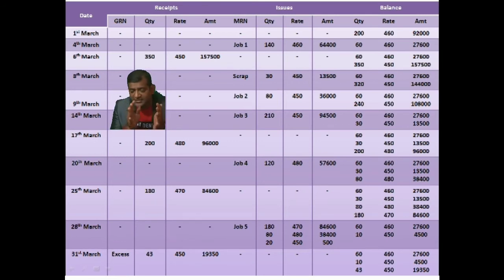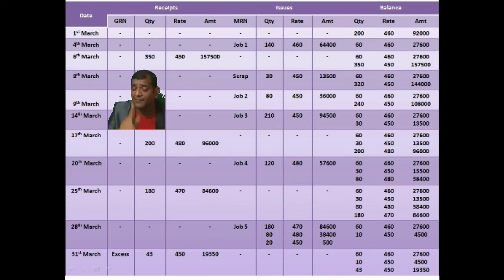So what is this issue exactly? On 8th March, there was a scrap of 30 tons. When there is a scrap, that should be issued immediately. Okay, so on 8th March, receipts GRN nil, quantity nil, rate nil and amount also nil. Under MRN, scrap quantity 30 tons at the rate of 450 rupees. Why am I taking 450 here?